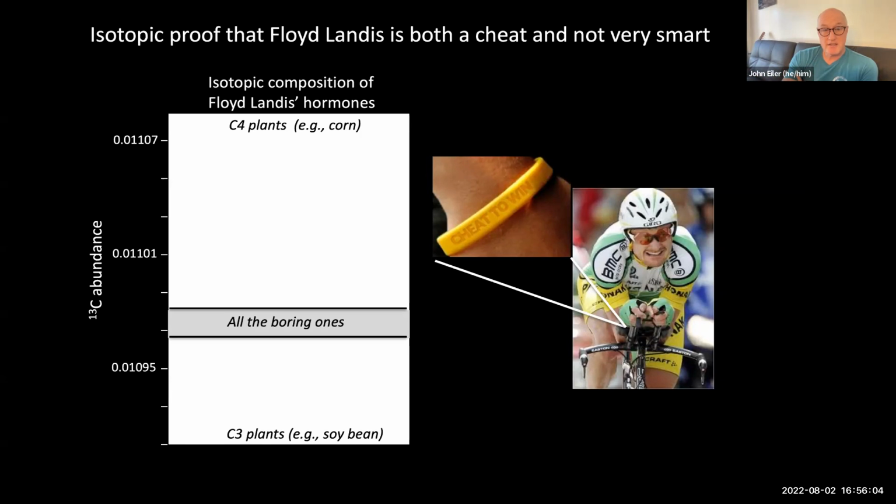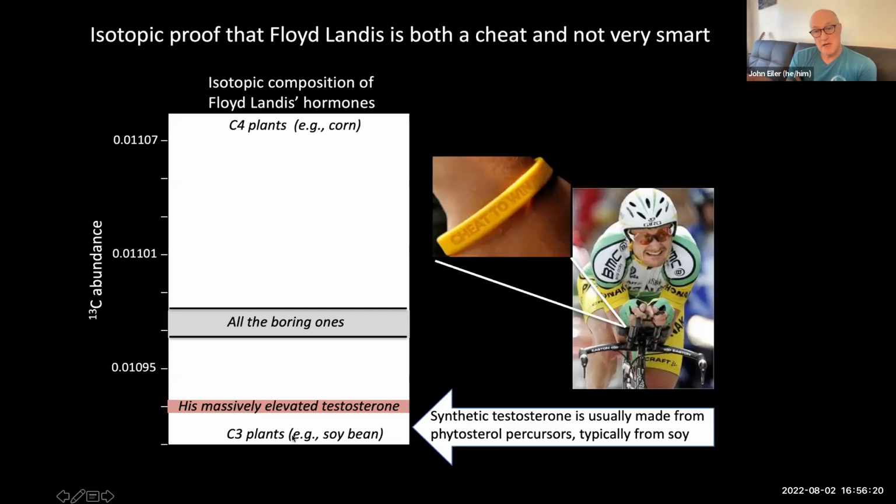So what they did next is they measured the carbon-13 content of all of his other hormones that don't really have anything to do with athletic performance and compared it to the testosterone in his blood, which was lower in 13C content, more similar to the C3 plants. This is because synthetic testosterone is made from phytosterol precursors that come from soy. And so there was a difference between his average diet and the testosterone he had injected, and that's why he had the Tour de France title taken away from him.